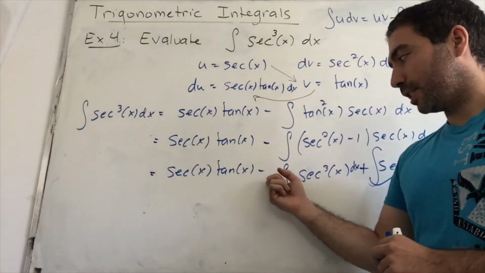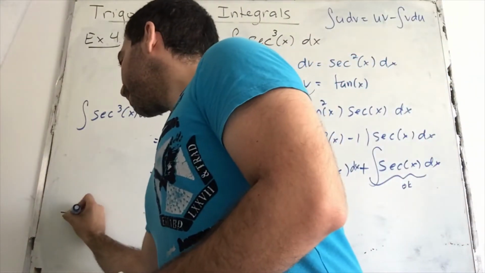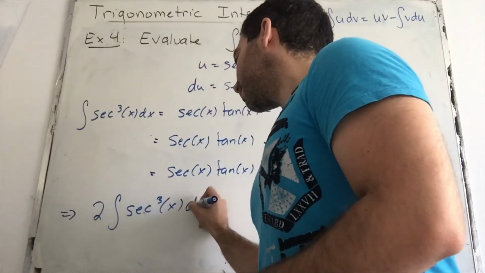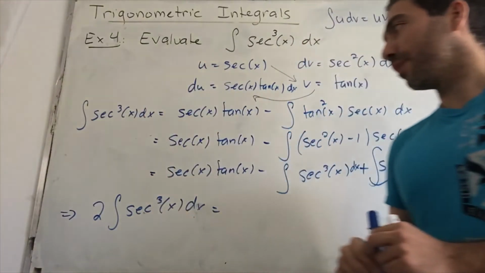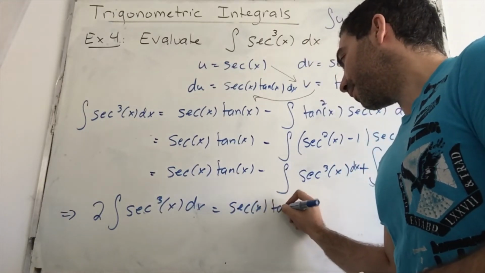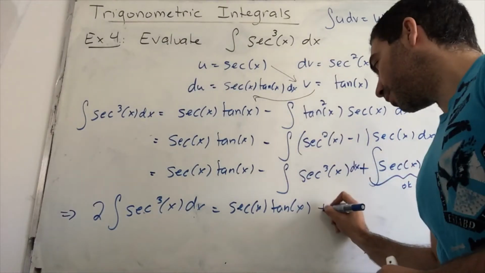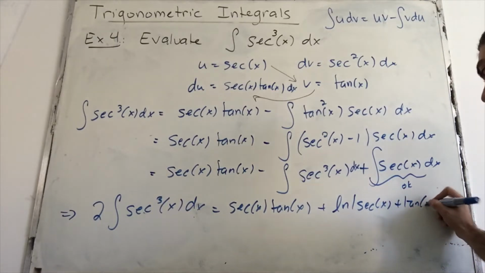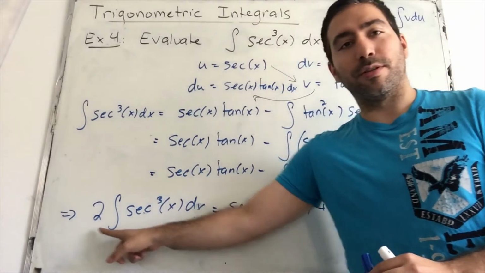Since it's minus on this side, I'm going to add it over on the other side. It's going to give me 2 integrals of secant cubed dx on the left hand side. So I brought this one over back to where we started, and what we're left with is secant x tan x, and this piece here, the integral of secant, we saw was just ln of secant x plus tan x, plus our c, and the last step would just be to divide it by 2.